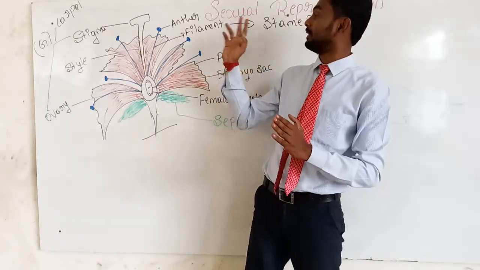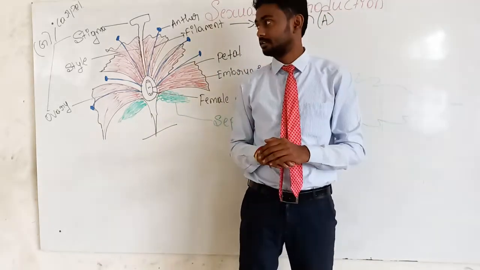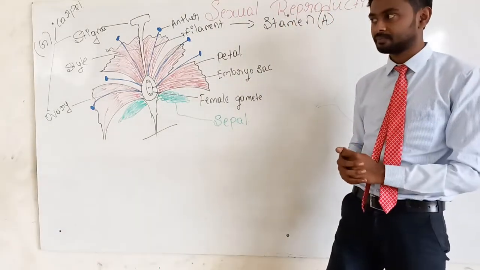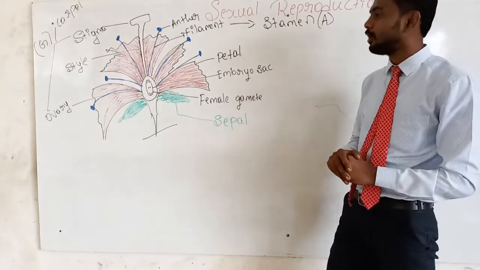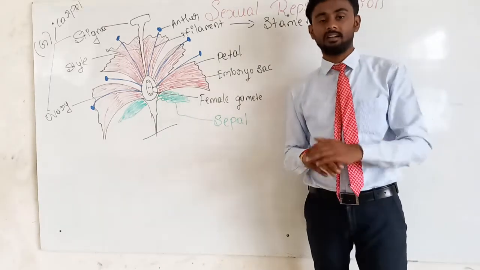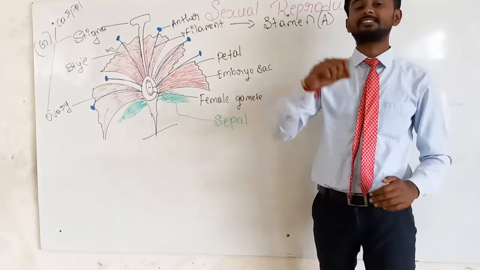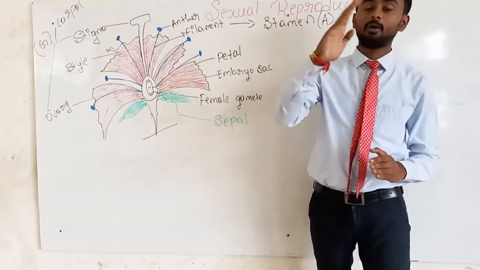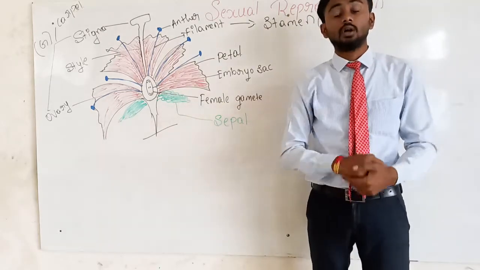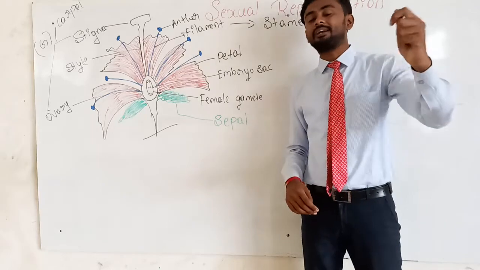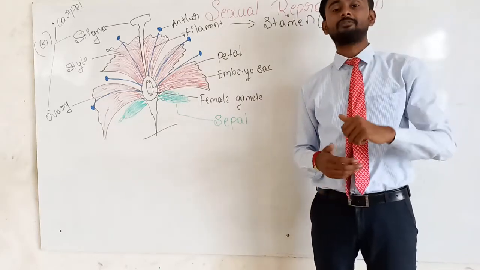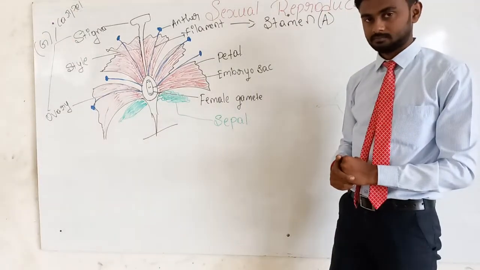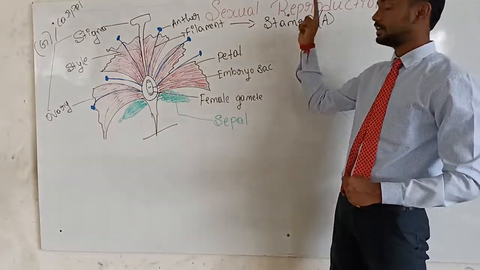But now, very important, sexual reproduction. Sexual reproduction is a type of reproduction in which the parental cell or parental body gives rise to young ones with involvement of gamete formation. In the presence of gamete formation, that is called sexual reproduction.